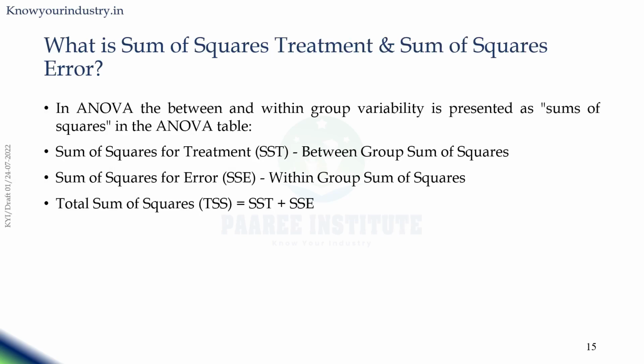What is sum of squares treatment and sum of squares error? In ANOVA, the between and within group variability is presented as sum of squares in the ANOVA table. Sum of squares for treatment is nothing but between group sum of squares, and the sum of squares error is the within group sum of squares. Total sum of squares, that is TSS, is equal to SST plus SSE.